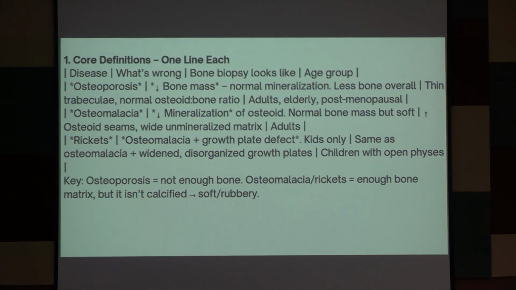So these three pertinent points: what's wrong, bone biopsy, and age group. These are the differences. Key: osteoporosis is not enough bone. Osteomalacia and rickets have enough bone matrix but it is not calcified. For that reason, it is soft or rubbery.